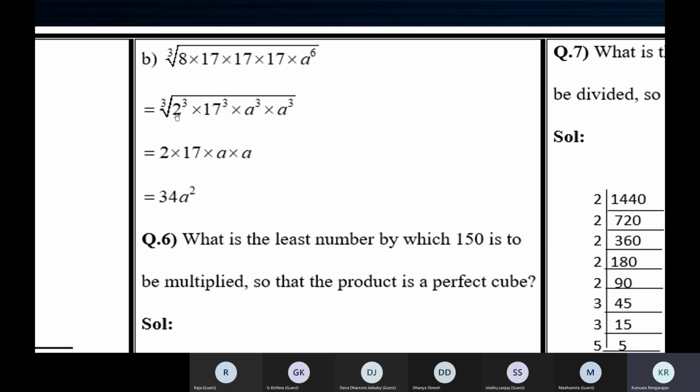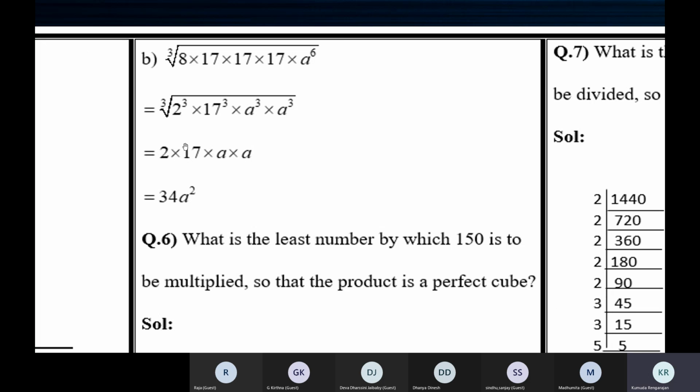8 is written as 2 cubed. So in order to get rid of the cube root symbol, we try to write every factor raised to the power 3. So 2 cubed is 8, 17 happens 3 times, so 17 cubed, and a to the power 6 can be written as a cubed into a cubed. So now from 3 twos, one 2 comes out, from 3 seventeens, one 17 comes out, from 3 a's, one a comes out. And the connector is a multiplication sign. Multiplication, not addition or subtraction.